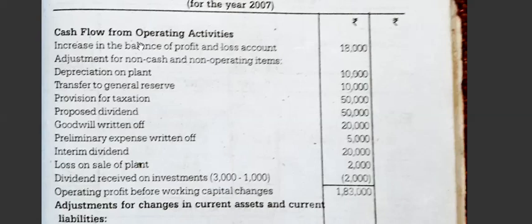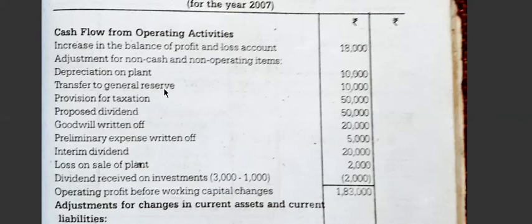So cash flow from operating activities: increase in the balance of profit and loss account. You check the balance difference, you will get an 18,000 difference in the profit and loss account. Now here you have to write all, wherever you have written adjusted profit and loss account, it will come. First is goodwill transfer, then depreciation if it is there, then goodwill written off. Then preliminary expenses, whatever expenses we have written here.